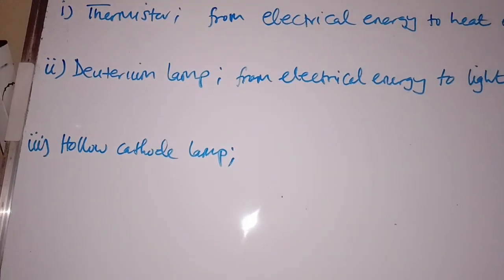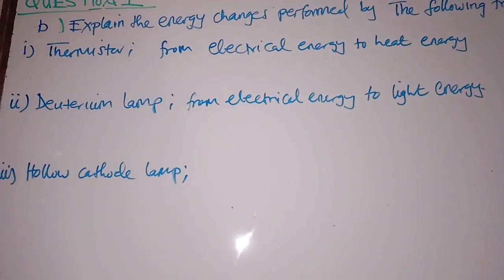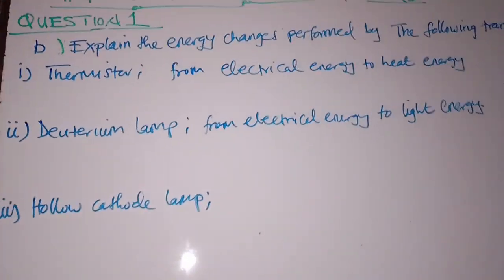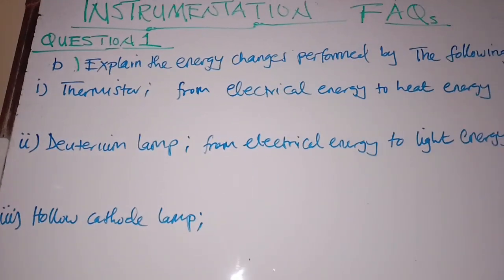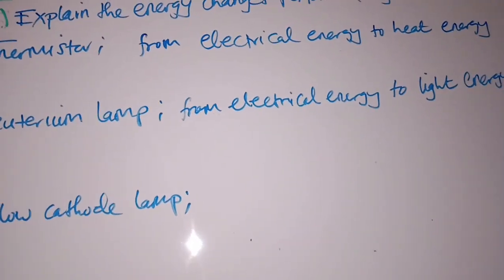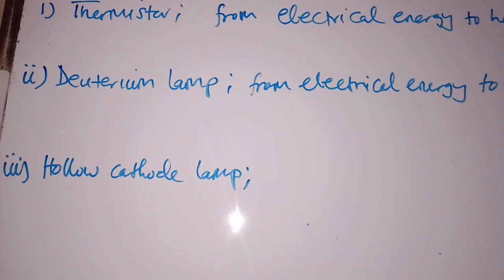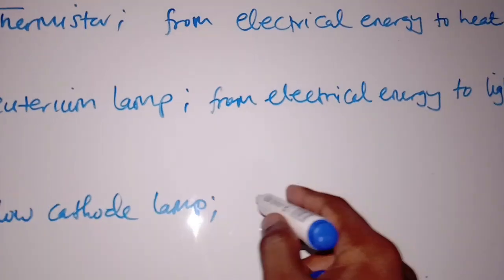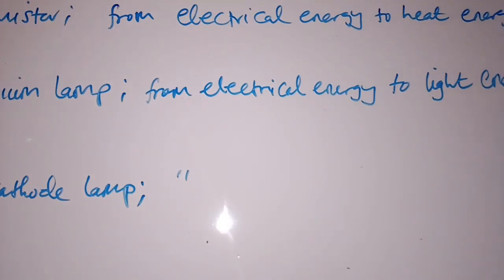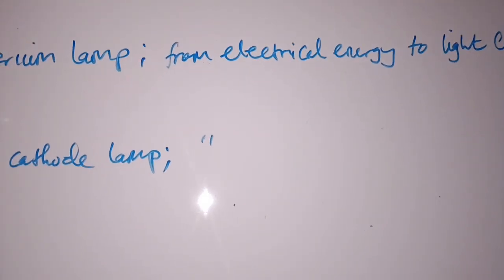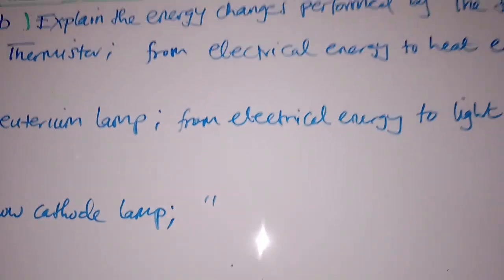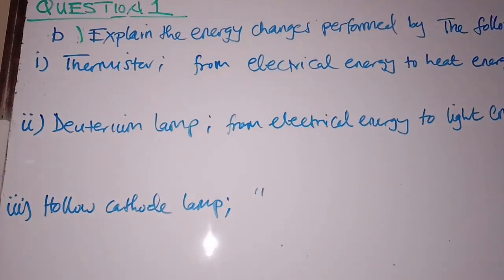What about the hollow cathode lamp? The hollow cathode lamp also changes from electrical energy, producing light, to photon energy, which is light energy. So this one is also a lamp. It produces photon energy from electrical energy. So this is how it is. Can you try the question now?